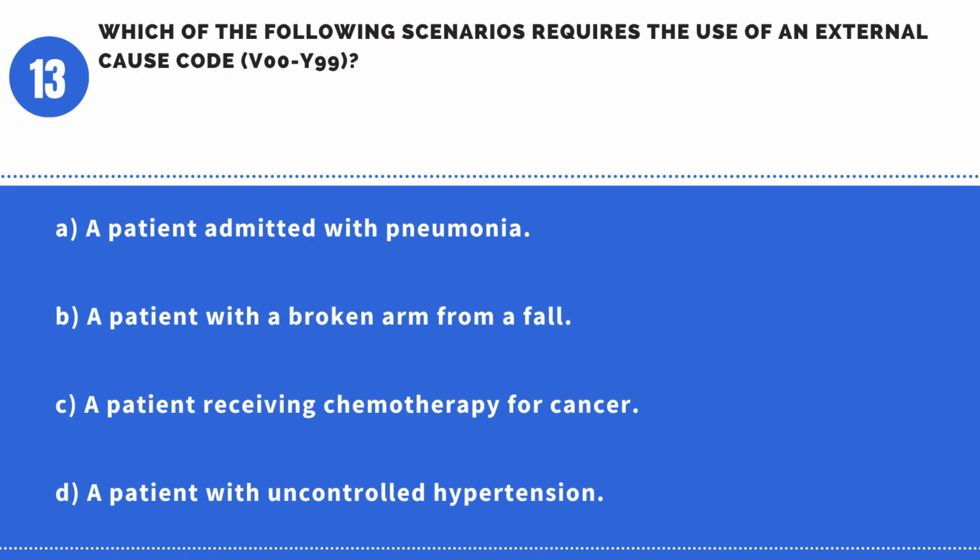Question 13. Which of the following scenarios requires the use of an external cause code, V00-Y99? A. A patient admitted with pneumonia. B. A patient with a broken arm from a fall. C. A patient receiving chemotherapy for cancer. D. A patient with uncontrolled hypertension.